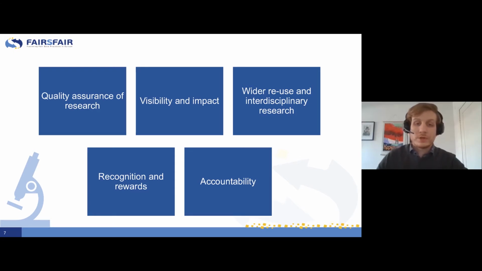In terms of recognition and rewards, we're certainly in the first steps, but at least at EUA and many other organizations, we try to open up the assessment processes or the criteria that are being used in there. Recognizing that producing good data and managing this is a part of scientific practice is a first step to also include this, for example, in assessment procedures and the different policies that organizations have.